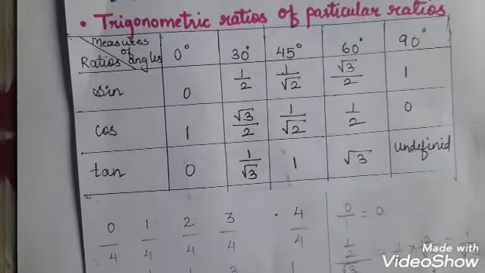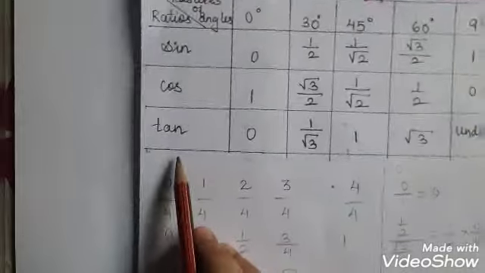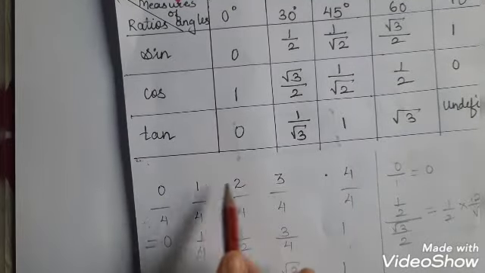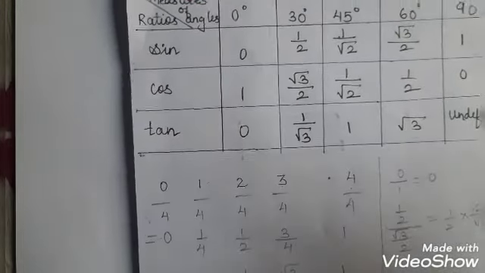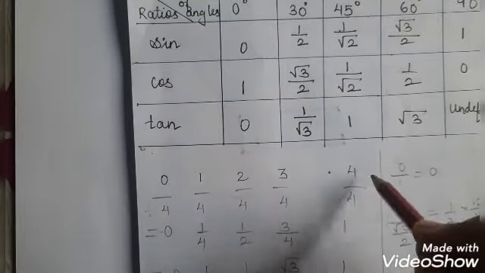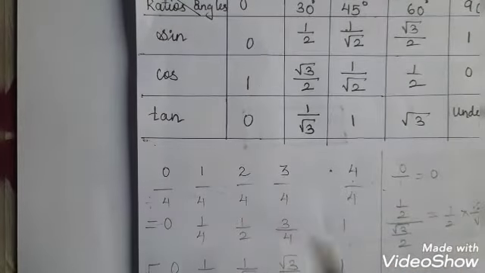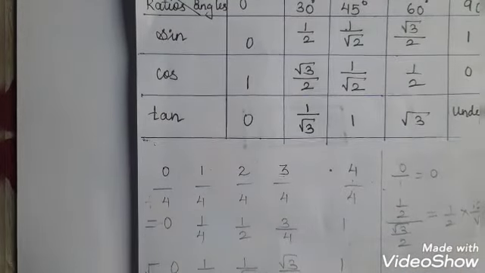Now your first step, you will write numbers from 0 to 4: 0, 1, 2, 3 and 4. You can see 0, 1, 2, 3 and 4. I have written the numbers from 0 to 4. Now after writing the numbers, the next step is you are going to divide all the numbers by the number 4.